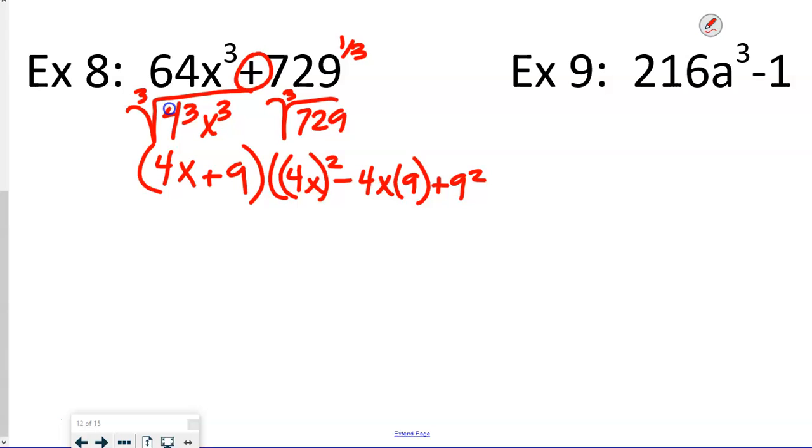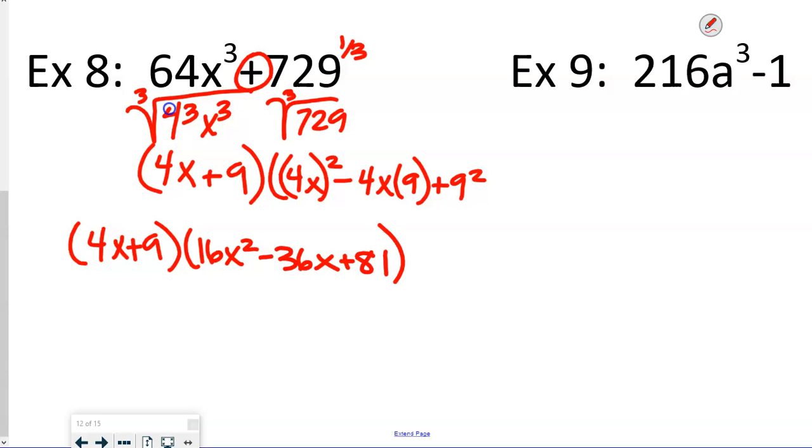So when we simplify this, we're going to get 4x plus 9. When we square the 4, we get 16. And when we square the x, we get x squared. So this is going to be 16x squared. Negative 4x times 9 is going to be negative 36x. And then 9 squared is 81. So that is the factorization of 64x to the third plus 729. Okay, now let's do this other one over here.